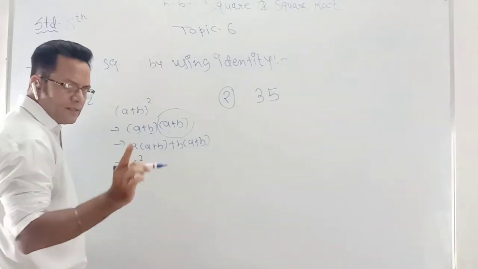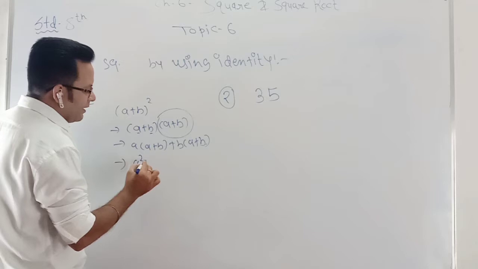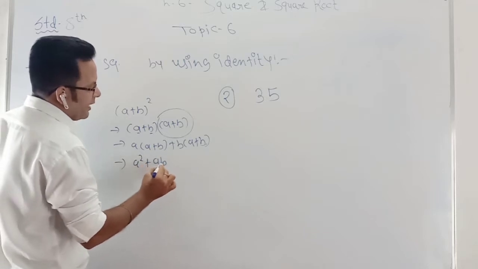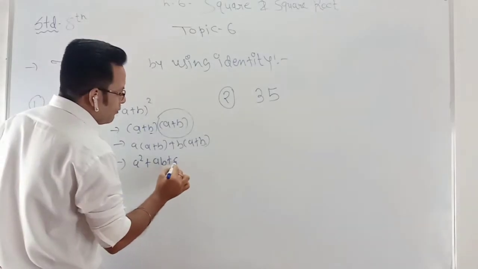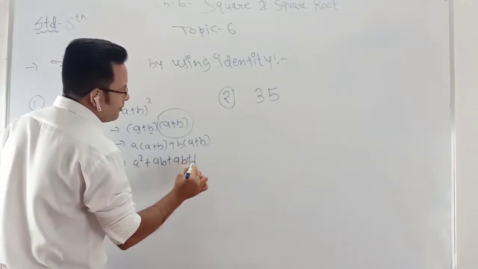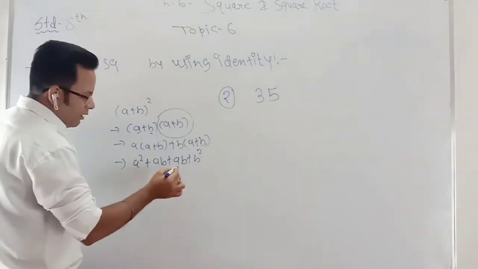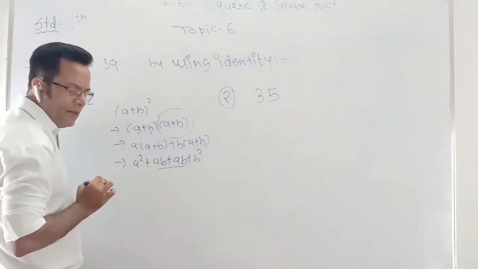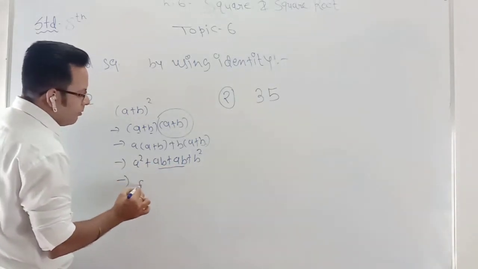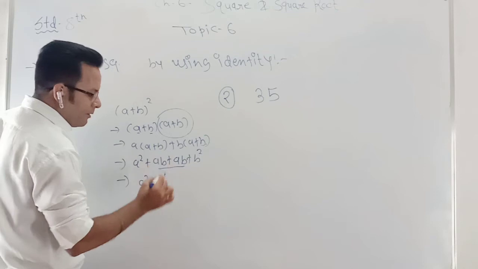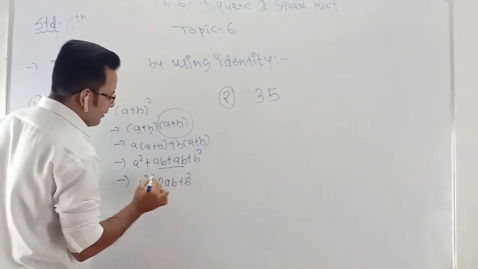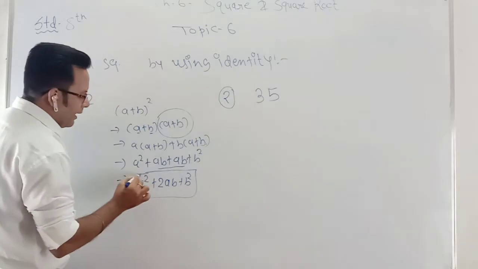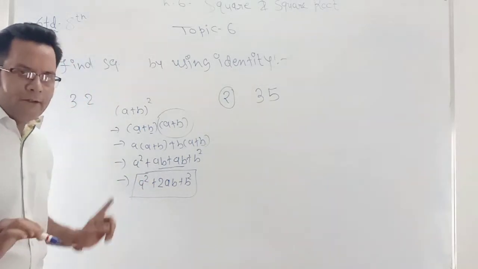Many students commit mistakes. Then with sign plus, a into b, ab. Again, b into a or a into b, both are same. And b into b, b square. Now you see here, the term ab is given twice. So a square, ab plus ab means 2ab, plus b square. This we have to apply here. This is the first identity.